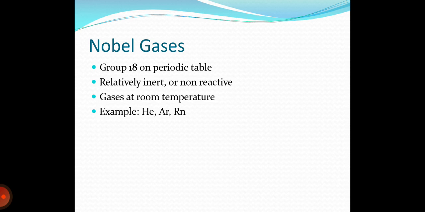Noble gases. These are present at group 18 on the periodic table. These noble gases are relatively inert or non-reactive. They are gases at room temperature. For example, helium and argon.